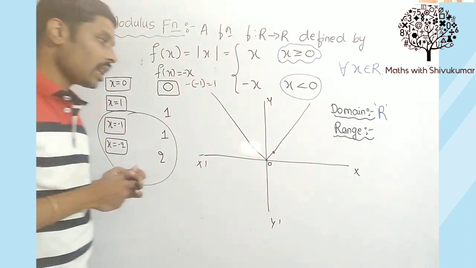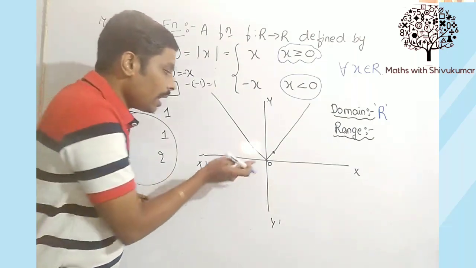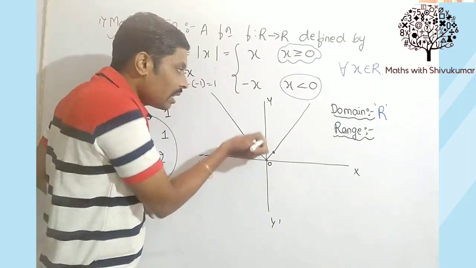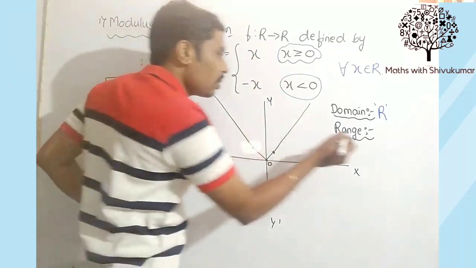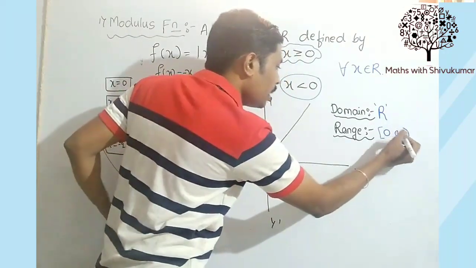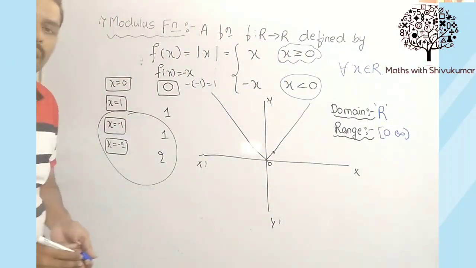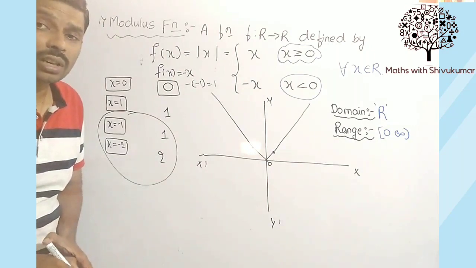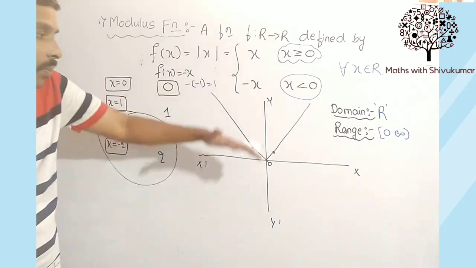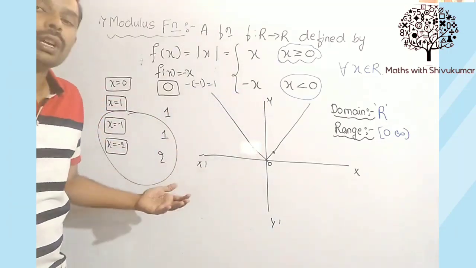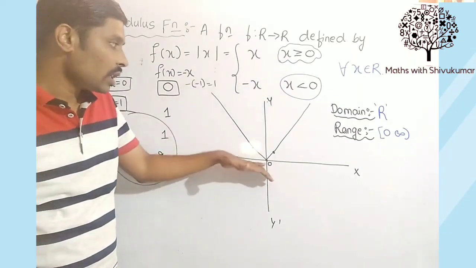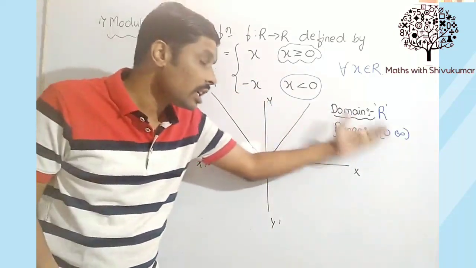From the graph we can observe on the y-axis, from where to where? Only from 0 to infinity. So the range is the closed interval 0 to infinity. From the graph we can conclude the range. How do you conclude? Look at the y-axis. The graph is only above the x-axis, no? So 0 to infinity, that is the range of the function.